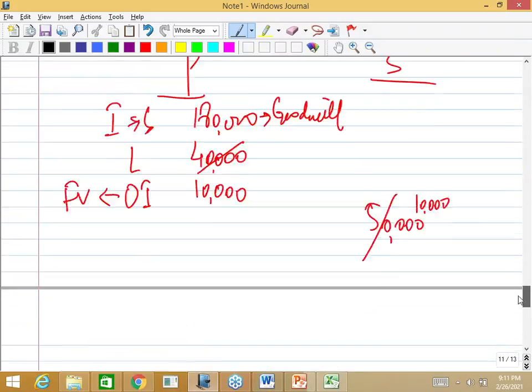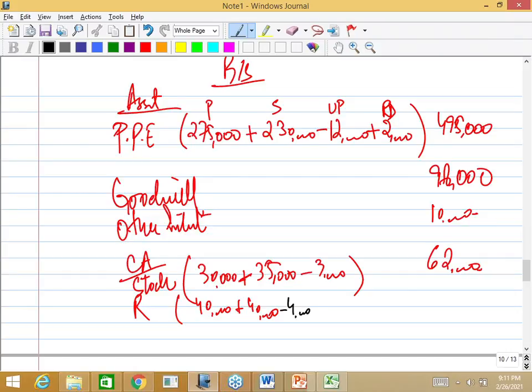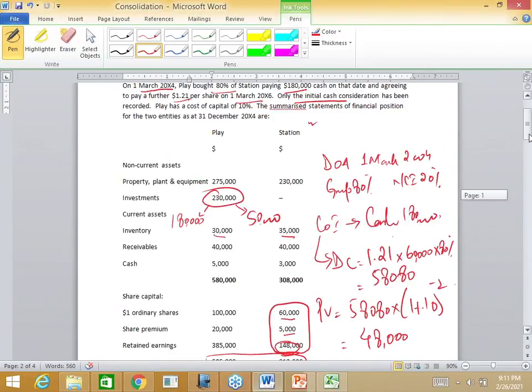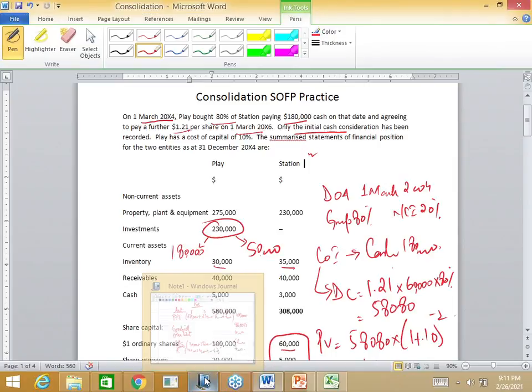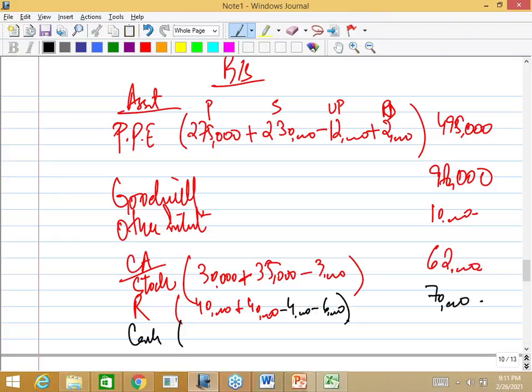So what we really need to do is to deduct 4,000 first and then 6,000. So the amount should be 70,000 for this figure. Finally, we have cash. $5,000 plus 3,000 plus 4,000. It will be 12,000. So these are the total assets of the company.